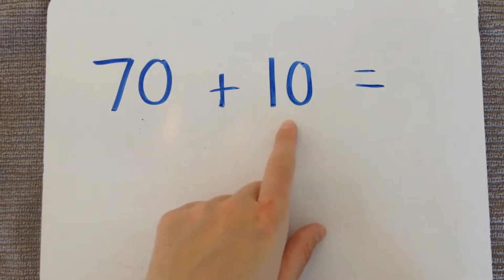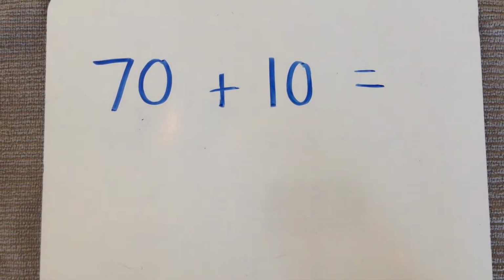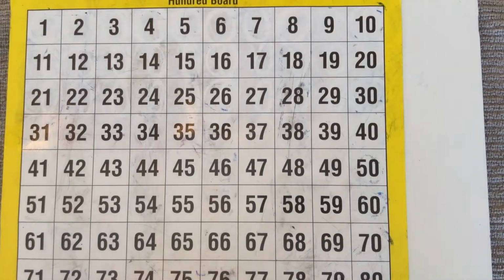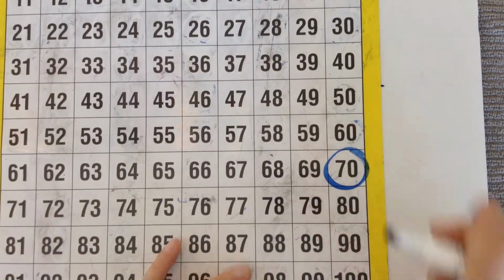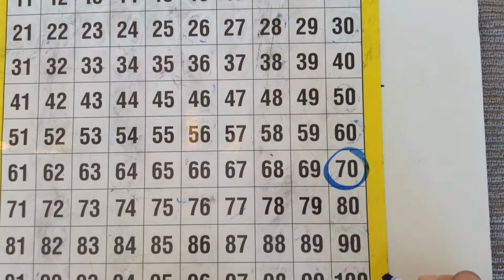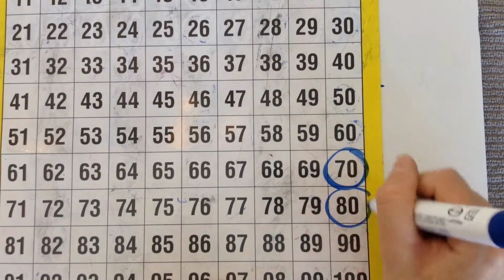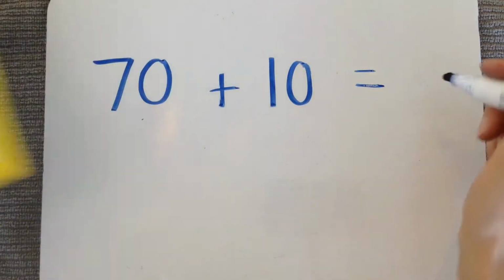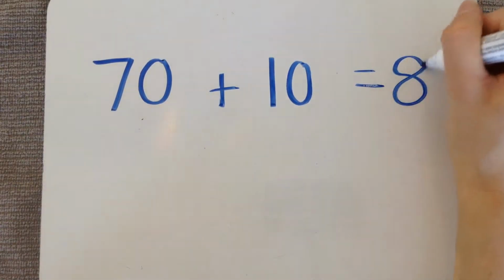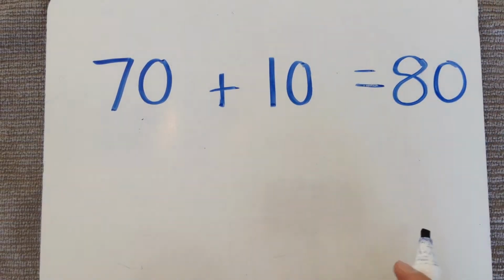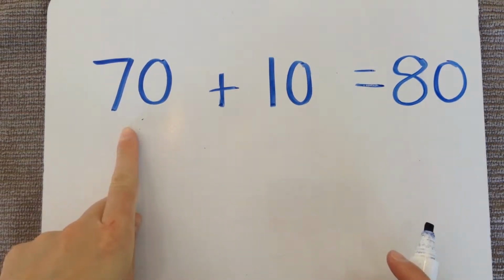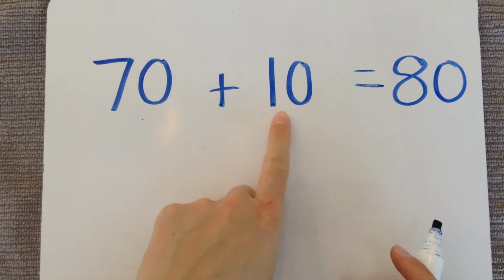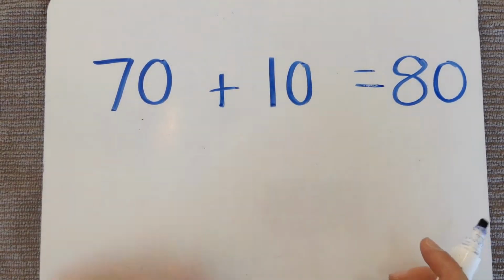70 plus 10 equals, use your 100s chart. Let's start at 70. If we have 70 and then we get 10 bigger, we will get to 80. We are using counting by tens to help us with our addition questions. 70 plus 10 more is 80. That means if I start at 70 and I keep counting by tens, then I will get to 80.